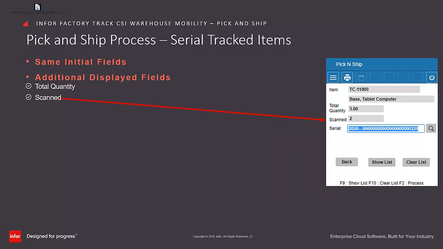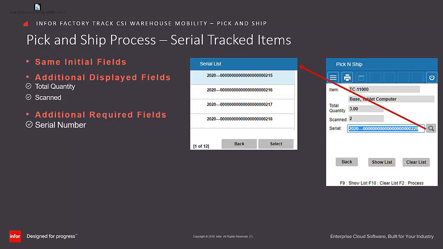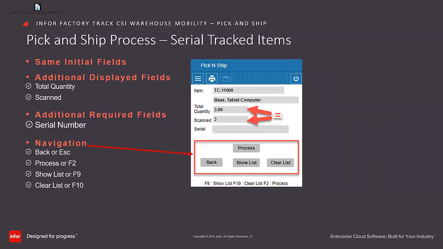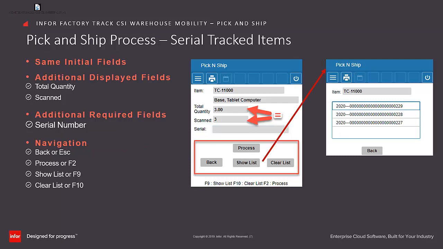The scan quantity field is displayed to indicate the quantity of serial numbers that have been captured so far in the process. We then enter, scan, or search and select the serial numbers for the quantity of items to be picked and shipped. Once the scan quantity equals the total quantity, the processing option is enabled. We click on Process to process the pick and ship, or we can click on the Show List to show the list of serial numbers captured in this process. If necessary, we can clear the list and re-enter them.